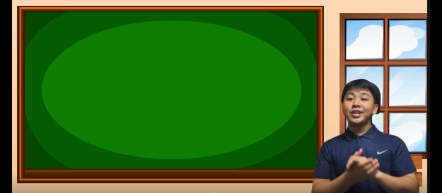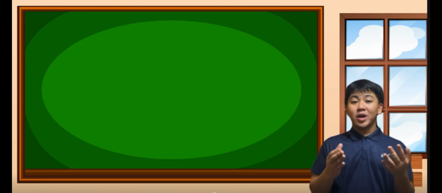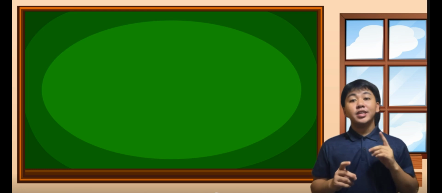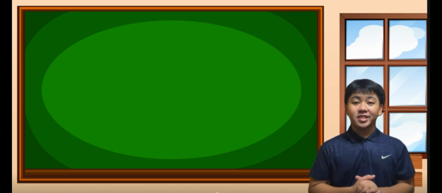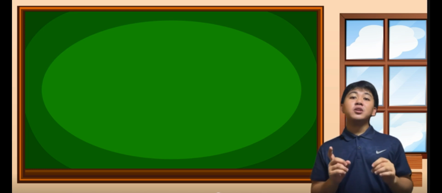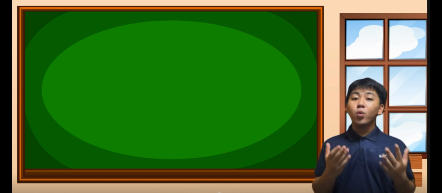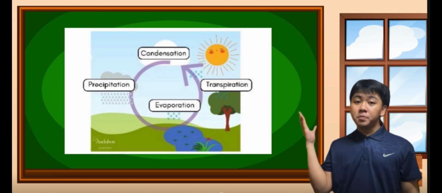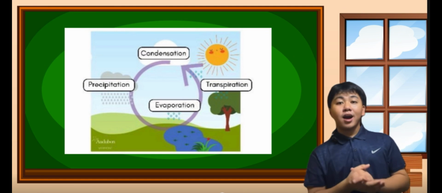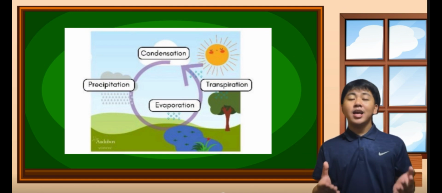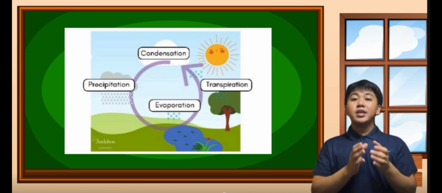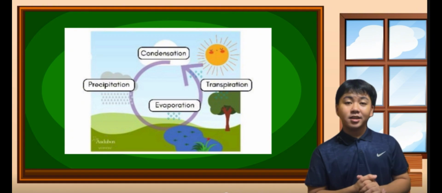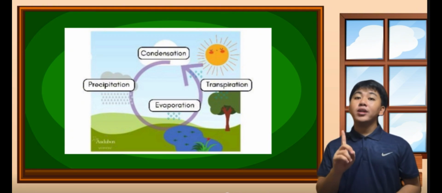Great observation earlier, class. Based on what you have seen, water does not stay in one place. It moves, it changes, it travels. This continuous movement of water around the earth is called the water cycle. This diagram shows how water moves from the land to the sky and back to the land again. Let us carefully follow the arrows. So there are four main processes in the water cycle. Let us discuss each one clearly.